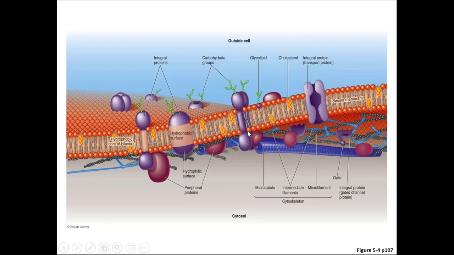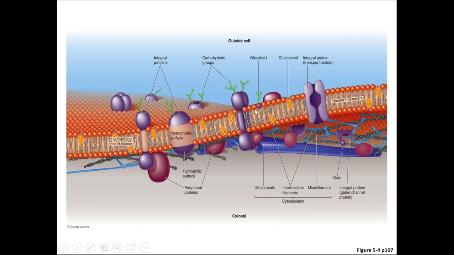So again, some types of integral membrane proteins, such as this one, are anchored in the membrane by proteins, okay? Those proteins attach them to the cytoskeleton. Here we have the microtubule, which is an example of the cytoskeleton that we discussed before, okay?